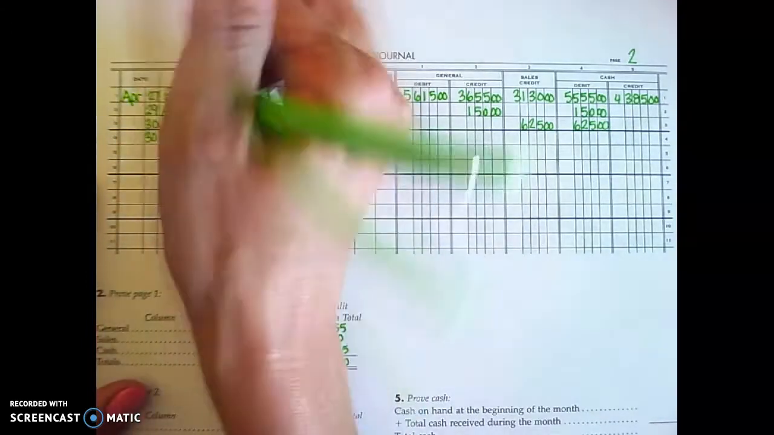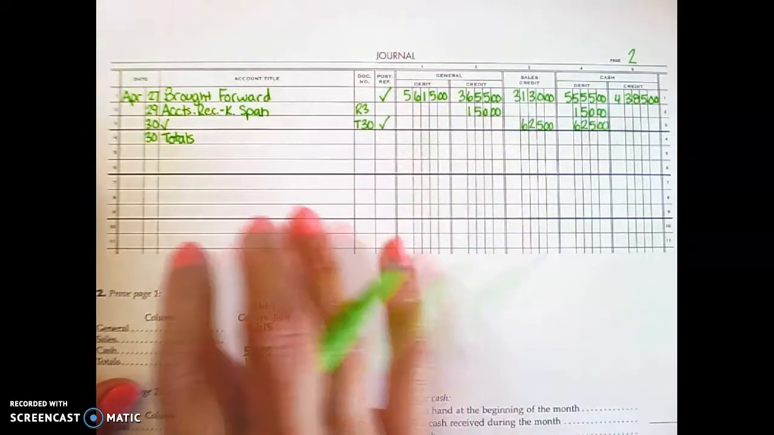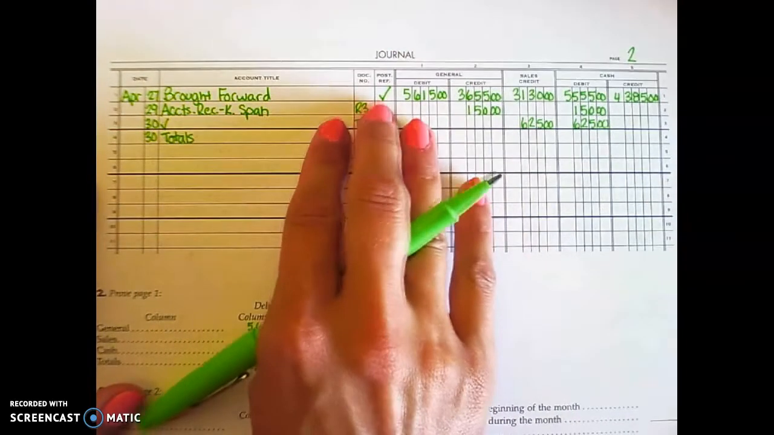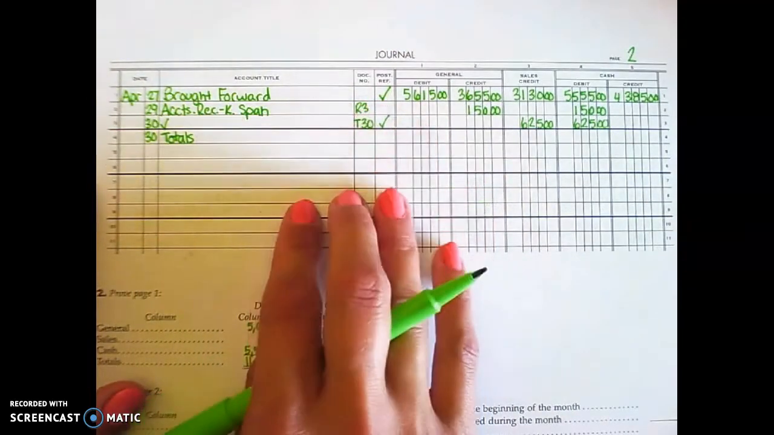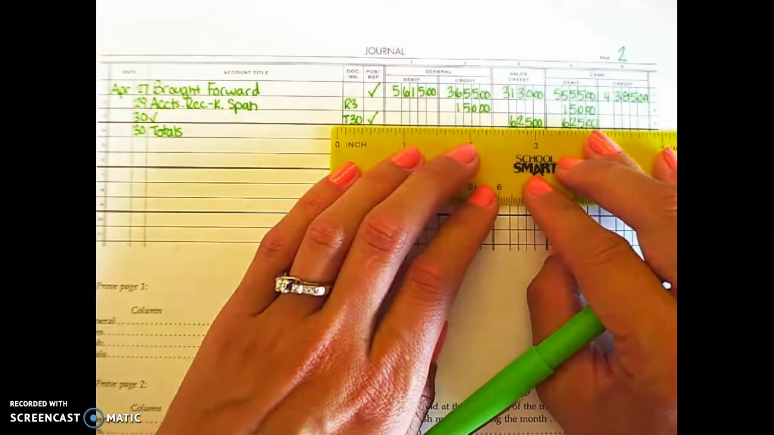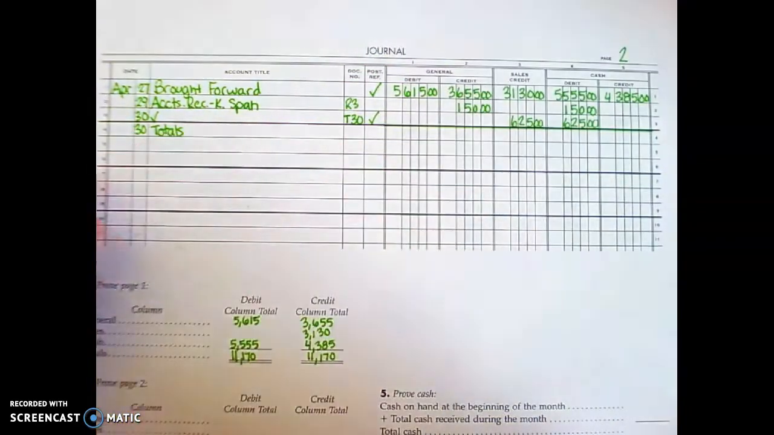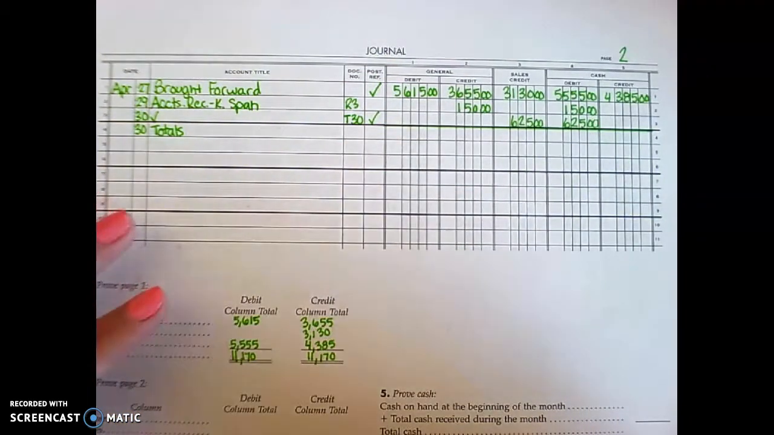Then we will put totals. So at the end of the month, we put totals. We don't do any check marks for this. We only do the check marks for when we do carried forward and brought forward. We will draw a single rule to indicate that we are adding our columns. And some of these will be easier than the other ones.